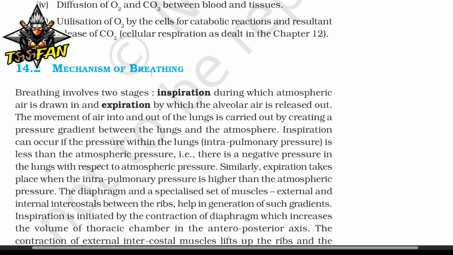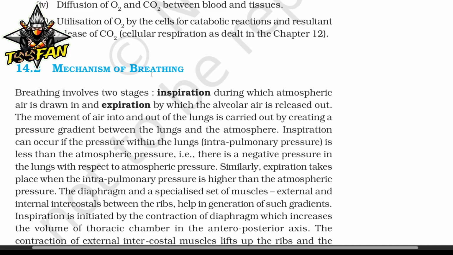Mechanism of breathing. Breathing involves two stages: inspiration, during which atmospheric air is drawn in, and expiration, by which the alveolar air is released out. The movement of the air into and out of the lungs is carried out by creating a pressure gradient between the lungs and the atmosphere. Inspiration can occur if the pressure within the lungs is less than the atmospheric pressure, that is, there is a negative pressure in the lungs with respect to the atmospheric pressure. Similarly, expiration takes place when the intrapulmonary pressure is higher than the atmospheric pressure.